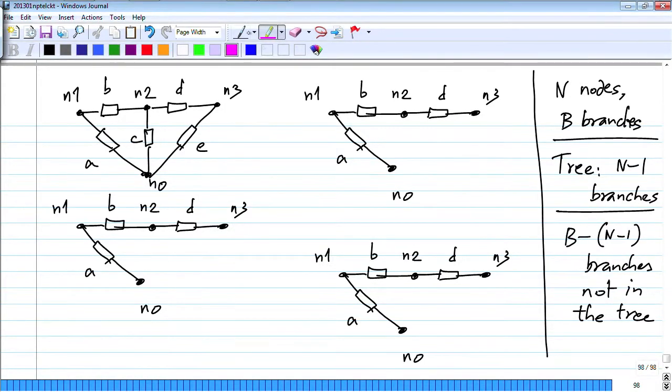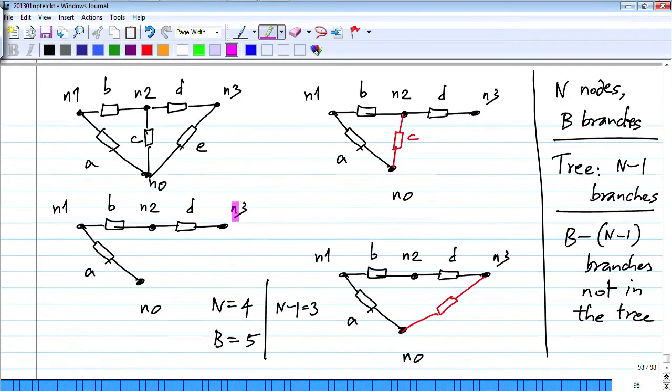Now I will take my tree, which is shown here, and I will add one of the branches that is not in the tree. In this case I have added branch C, and then I will add another branch which is not in the tree. For this specific circuit, by the way, the number of nodes is 4 and the number of branches is 5. So n minus 1 is 3. We have 3 branches in the tree here, and B minus n plus 1 equals 2. So I have a possibility here and I have another possibility there.